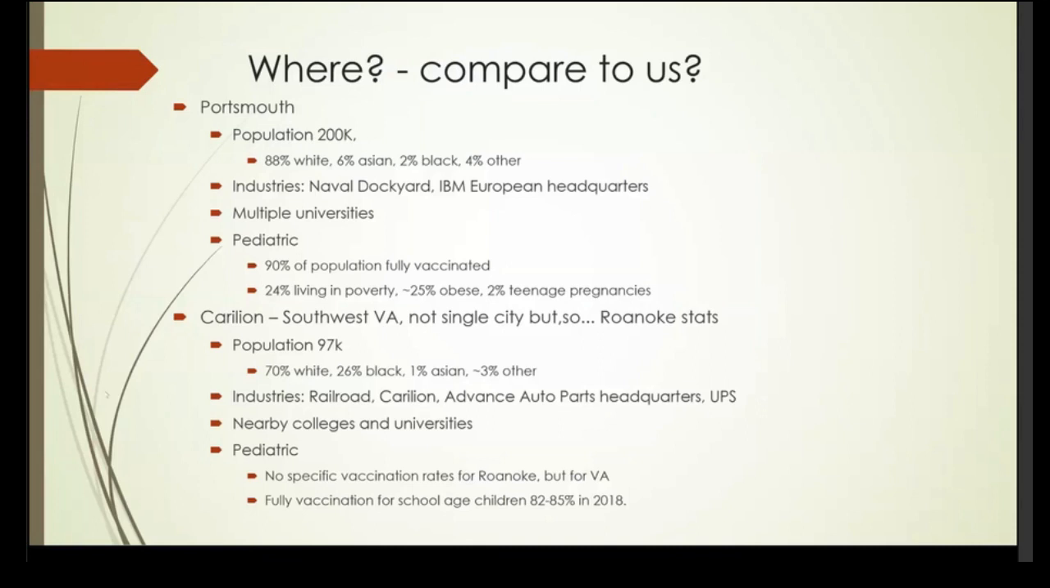And we don't have specific vaccination rates for Roanoke or Southwest Virginia, but just Virginia as a whole. And in 2018, it was reported that 82 to 85% of school-age children were fully vaccinated.